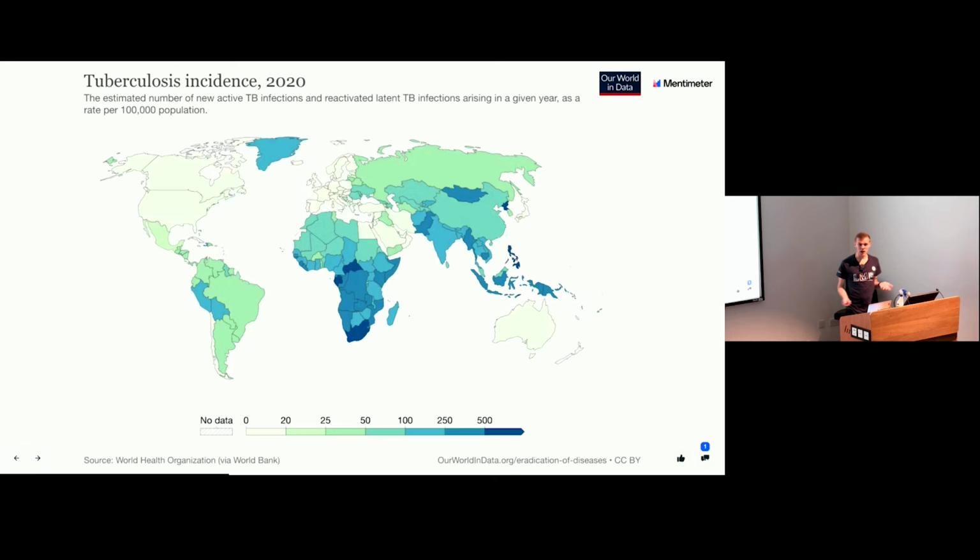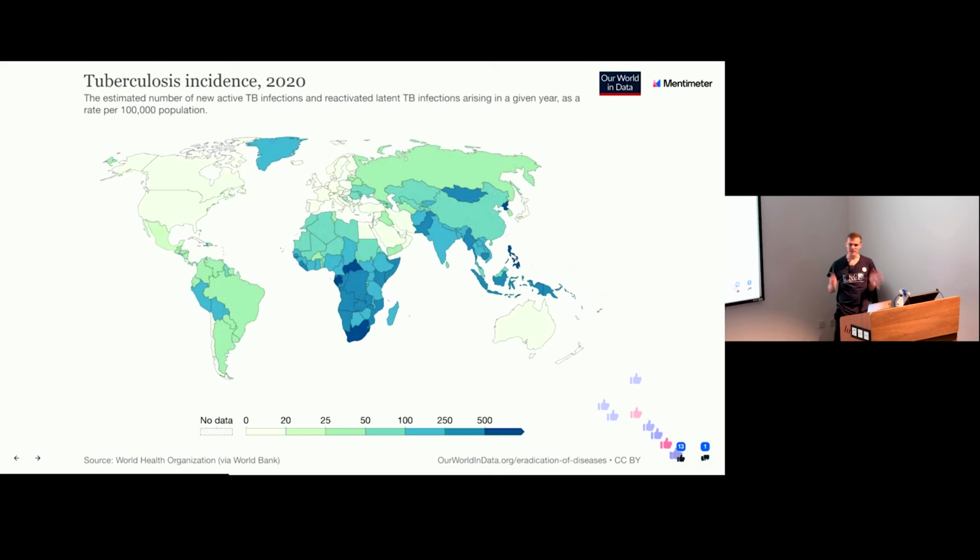And we don't see much of TB. It is all over the world, but we don't see a huge amount in England. And where it is mostly a problem is regions like South Africa and Southeast Asia. So about 10.6 million people get TB every year.